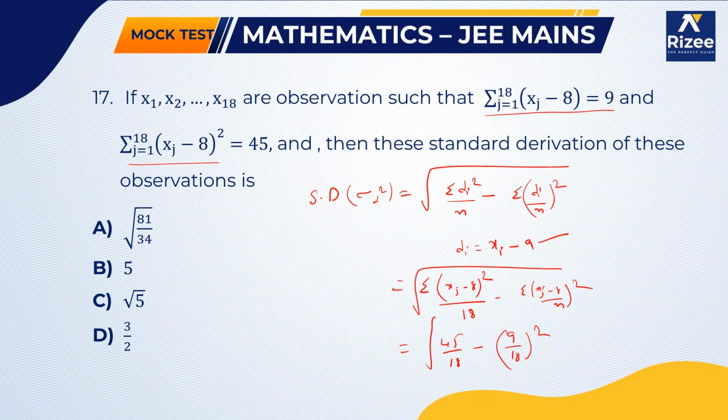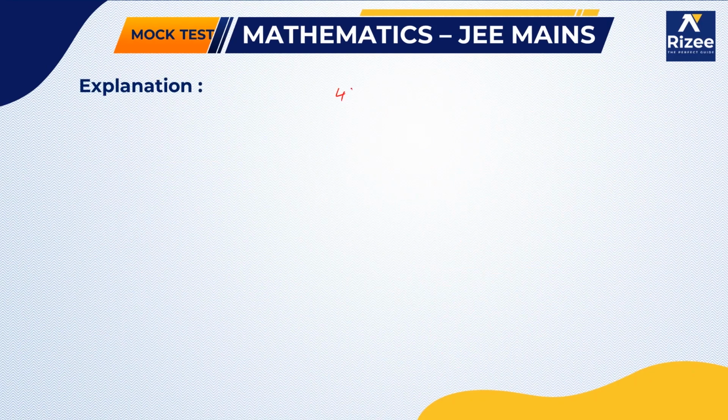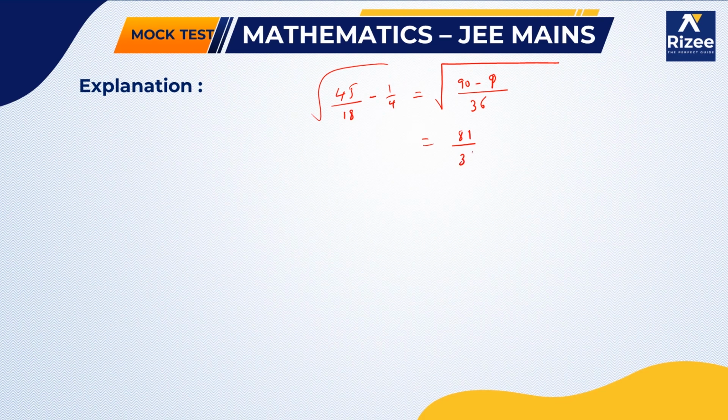45 by 18 minus 9 by 18, we get 1 by 4, root over, which equals root over 90 minus, the LCM is here 36, 90 minus 9 we get 81 by 36, root over, which equals 9 by 6, which equals 3 by 2.